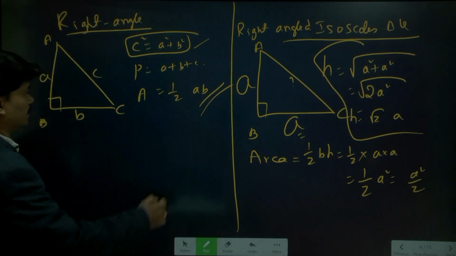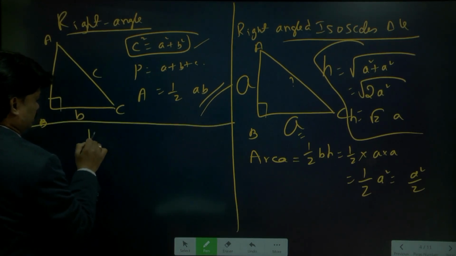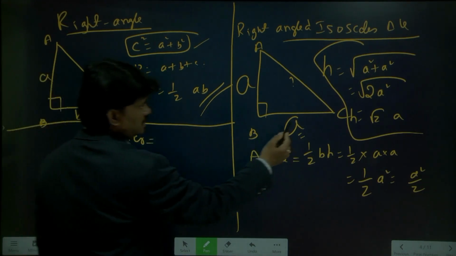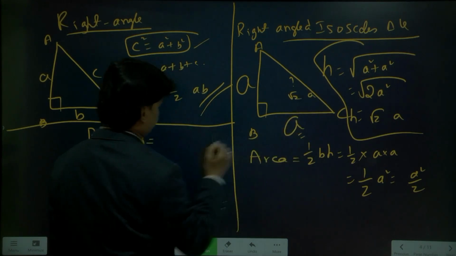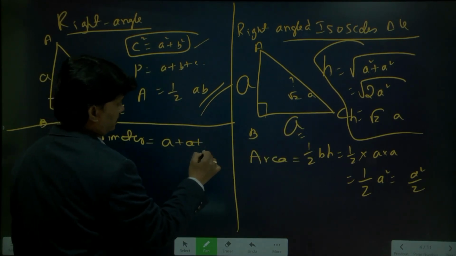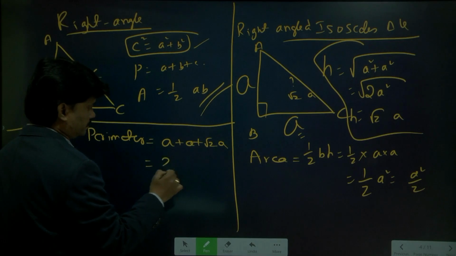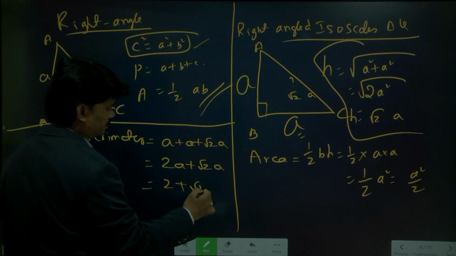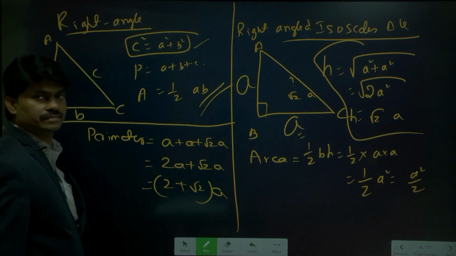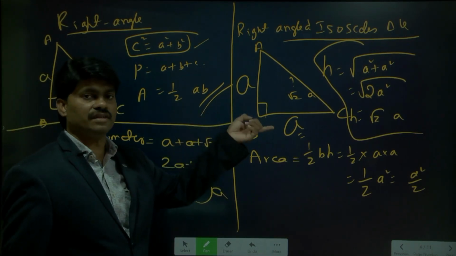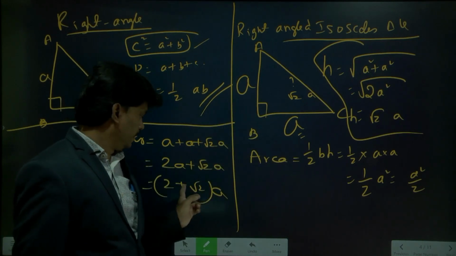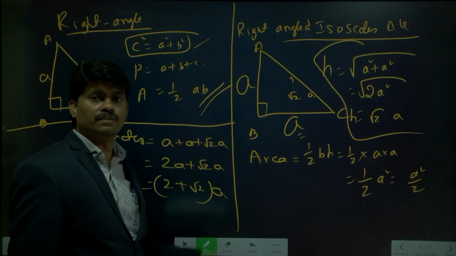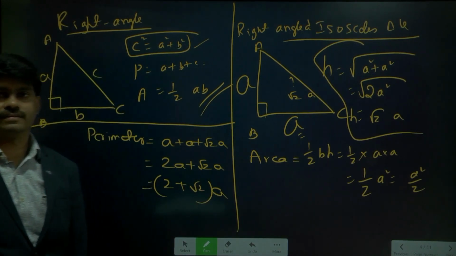Now I will define perimeter also. Add all these sides: A plus A plus what we got here, root 2 A. That is 2A plus root 2 A, A is common. Just adding the sum of all the three sides, A plus A plus root 2 A, 2A plus root 2 A, A common, 2 plus root 2 A. Right? Please check.